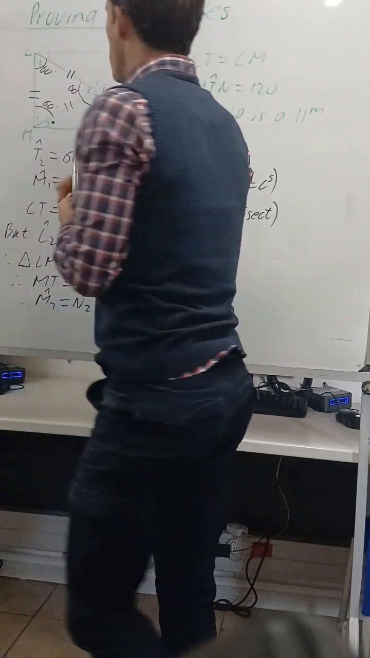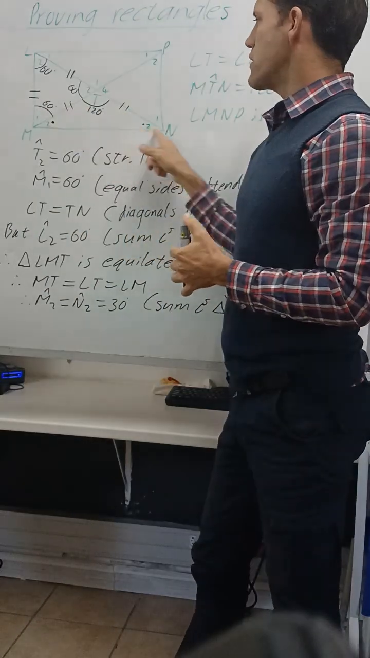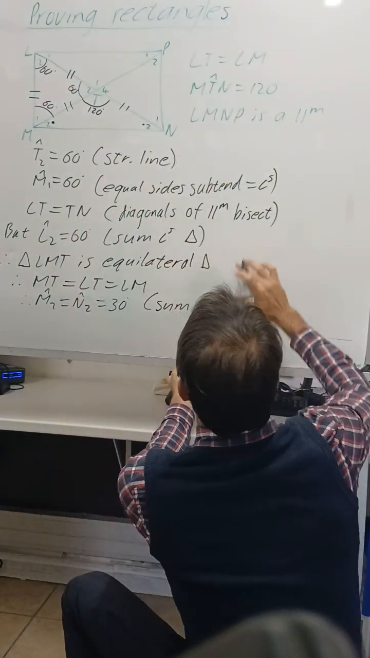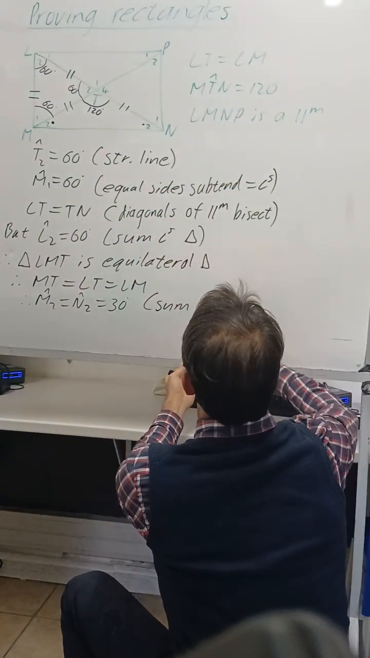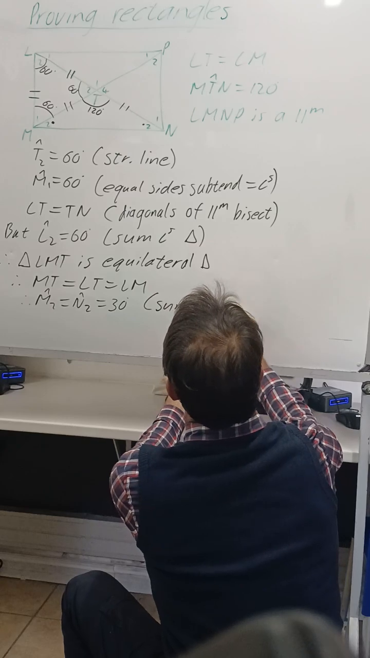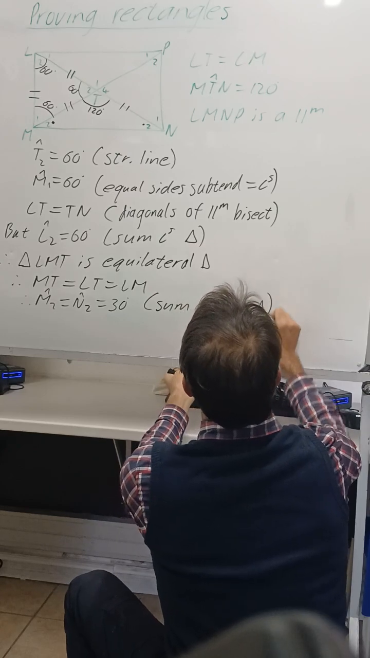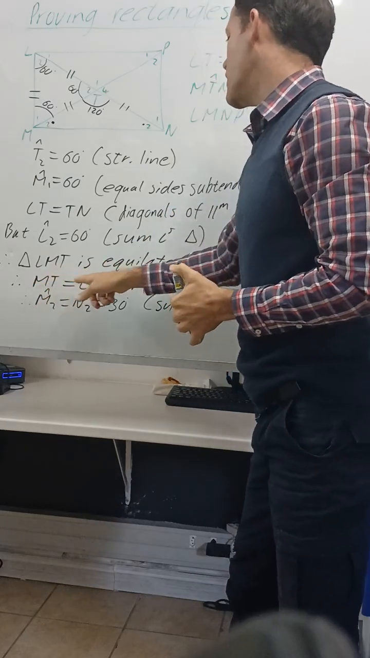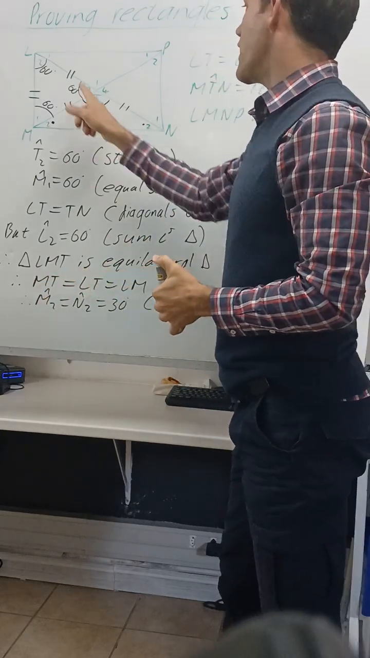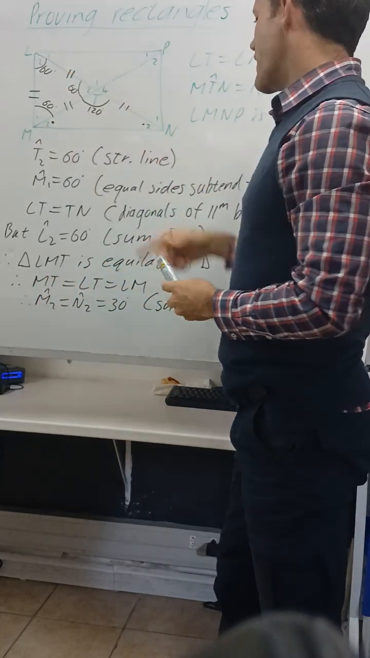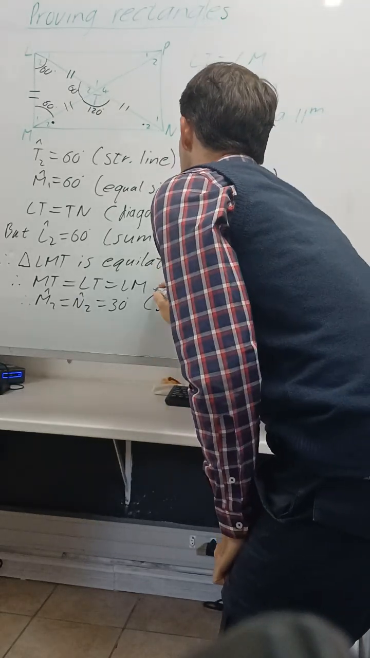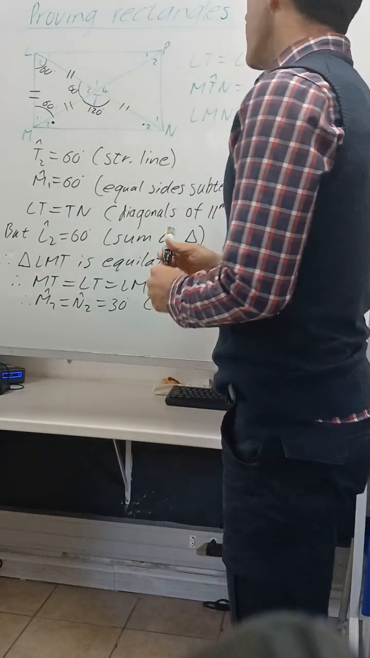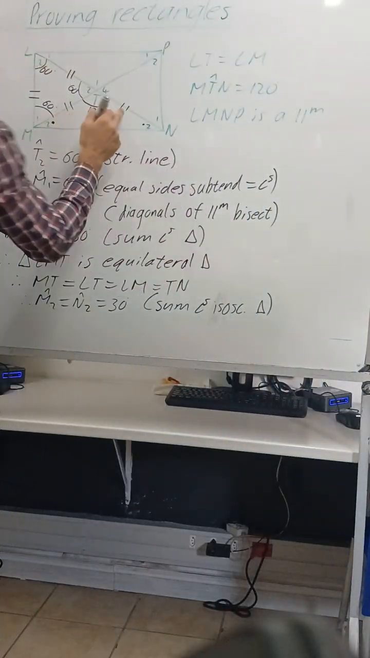So now we can say it's 30 and 30 because it's the sum of the angles of a triangle. And you can say sum of angles of an isosceles triangle actually, because we showed now that it's isosceles. Because we said MT is equal to LT is equal to LM. And then you can say that's equal to TN. You can simply put that in also. They're all equal to each other now. And therefore it's 30 and 30.